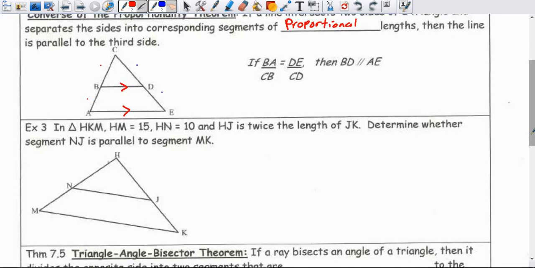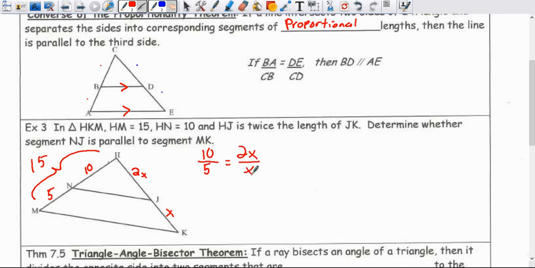The example that it has here, it says, in triangle HKM, it tells you that H to M, which is this entire length, is 15, and that this piece is 10. Then they say that HJ is twice the length of JK. So you can think of it as 2x and x. That would be the best way to think about it, because you're saying that this is a piece and then this is 2 times that piece. Now that we have that, we can set up our proportion. We have a 10 here, but we know if the whole thing is 15, then this piece must be 5 because they add up to 15. So we can start with 10 over 5 equals 2x over x.